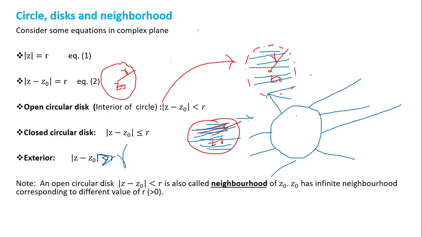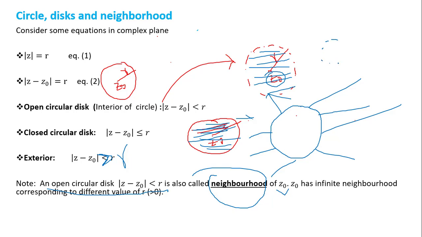Now we understood what an open disk is. Open disk is a circular region excluding the boundary. This is sometimes also known as a neighborhood. This is a neighborhood of what? Z naught. Neighborhood means the nearby points. We are including nearby points actually. So the open circular disk is also known as the neighborhood of z naught, the center. If z naught is the center, then neighborhood of z naught. This is good, depending on r, because r can take any values.